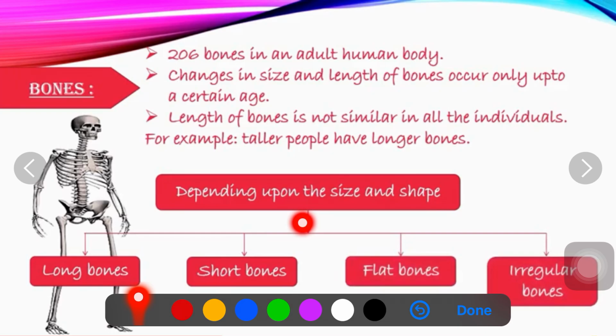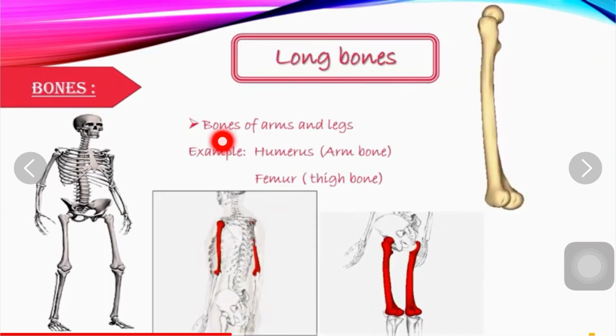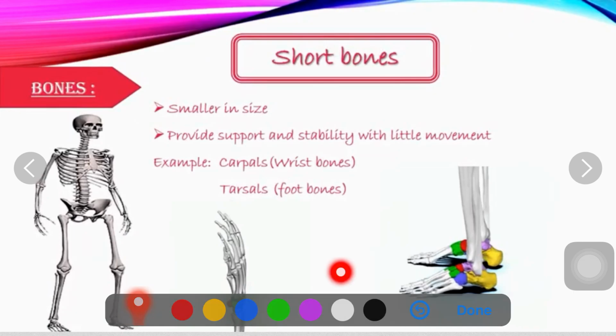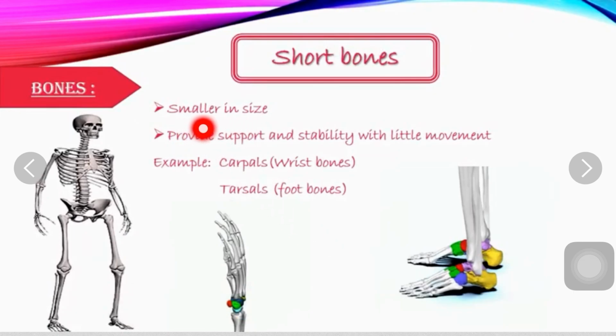Let us see about long bones. Bones of the arms and legs are long bones. Examples: humerus, that is the arm bone, and femur, that is the thigh bone. Next is short bones. They are smaller in size and provide support and stability with little movement. Examples: carpals, that is the wrist bones, and tarsals, that is the foot bones.